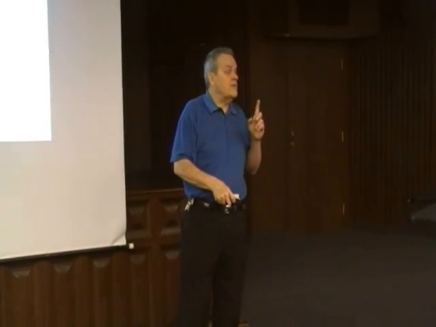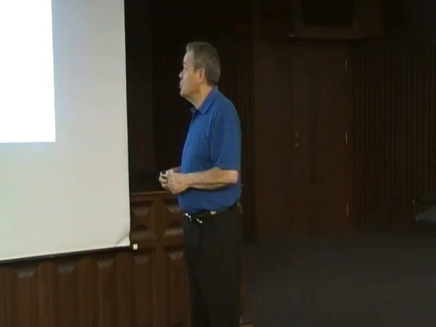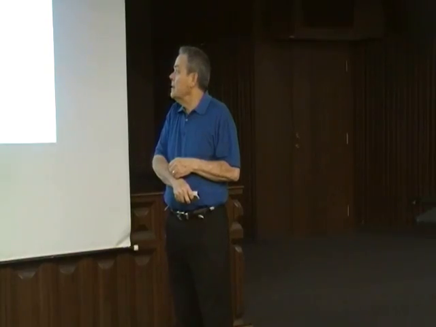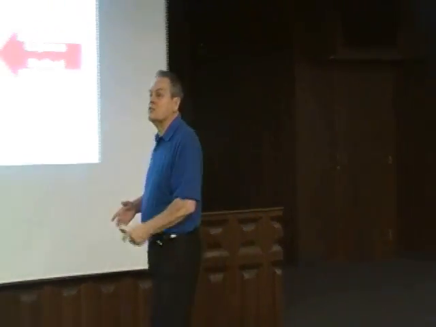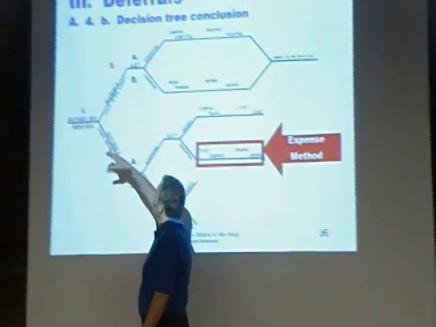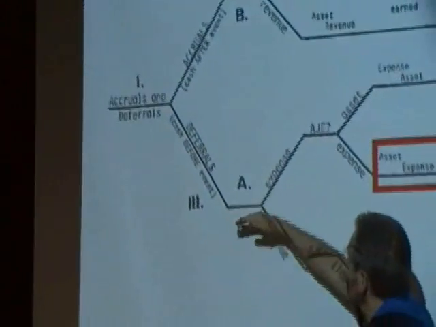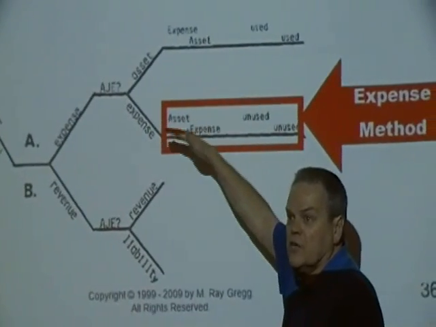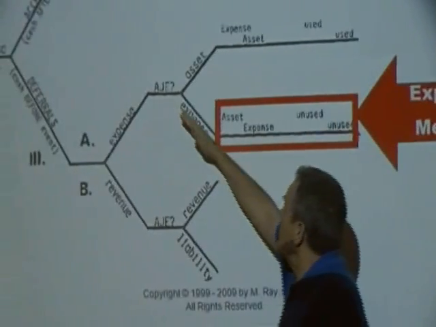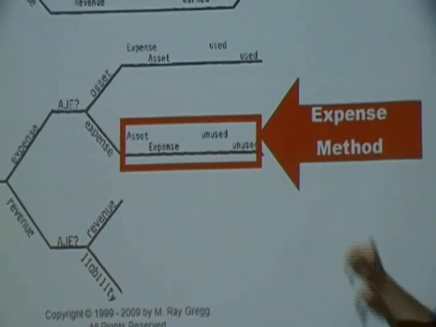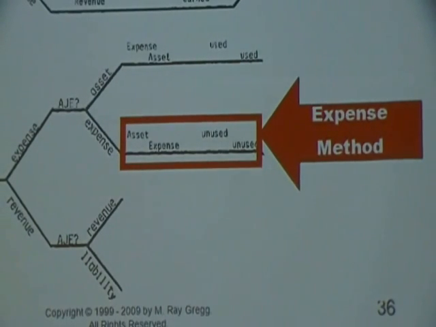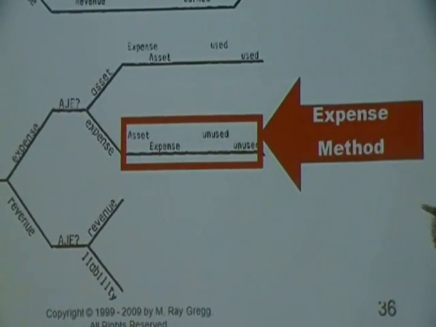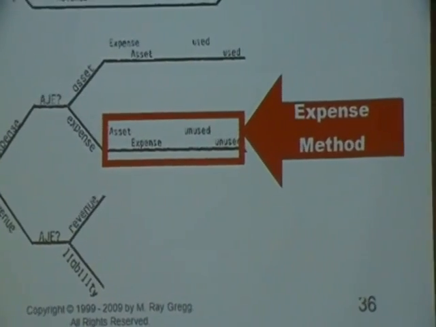If that's true of this one circumstance, deferred expenses using the expense method, it must be true of all of them. Let's see what the decision tree has to say about this. We're talking about deferrals. We're talking about deferred expenses. There are two ways that we can account for these deferred expenses. When we account for them as expenses, we debit an asset and credit an expense for the unused portion this time.